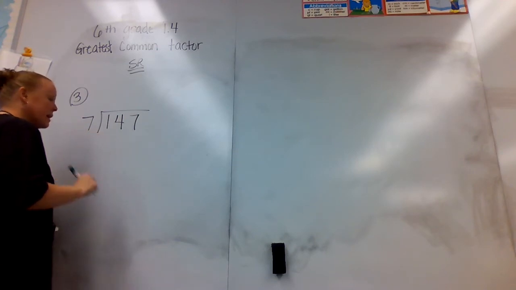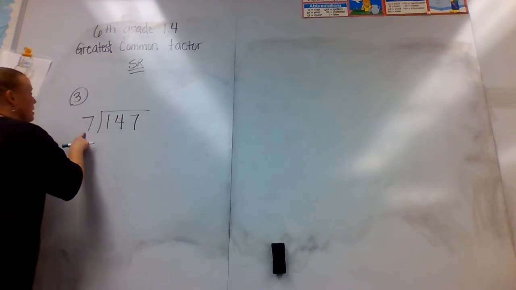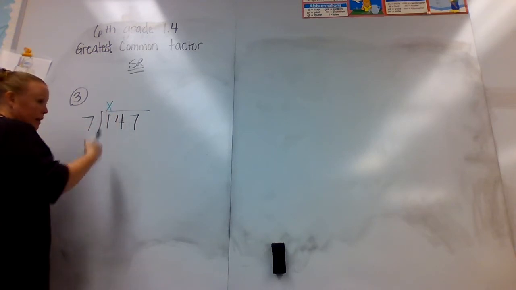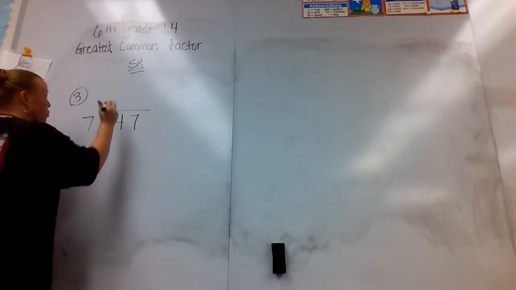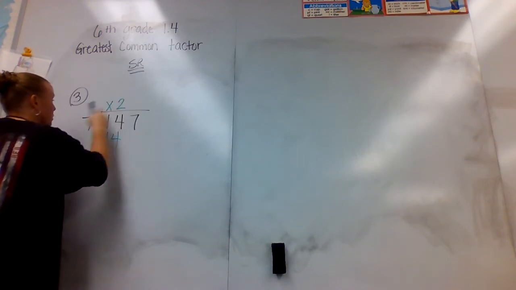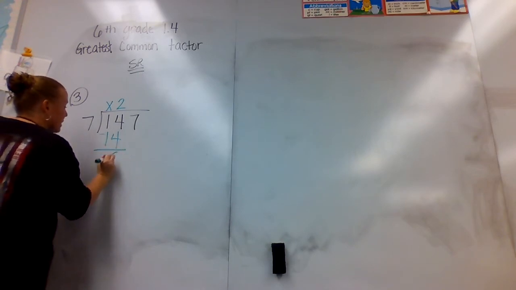No, it doesn't seem like it. It is. Okay? So 7 will not go into 1. I'm going to put a placeholder, lining up those columns. 7 into 14 goes 2 times. 2 times 7 is 14. I subtract, I get 0.